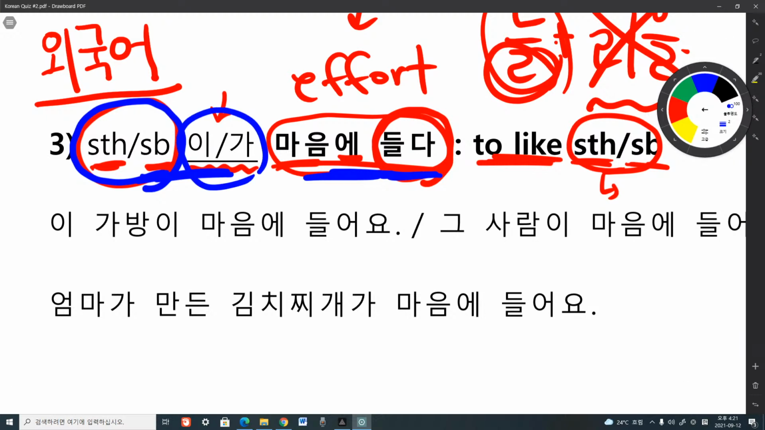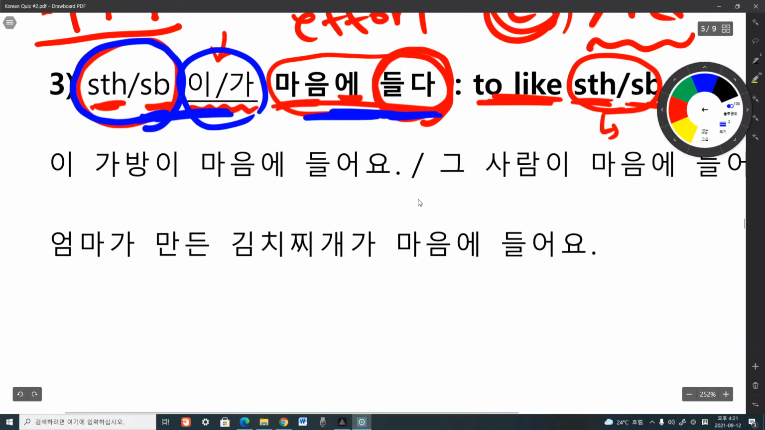So if you say something이 마음에 들다 or somebody가 마음에 들다, it means to like something. Maybe not necessarily romantically. It could be like I like that person as a friend, I like her personality, stuff like that. You can use 마음에 들다. So 이 가방이 마음에 들어요.